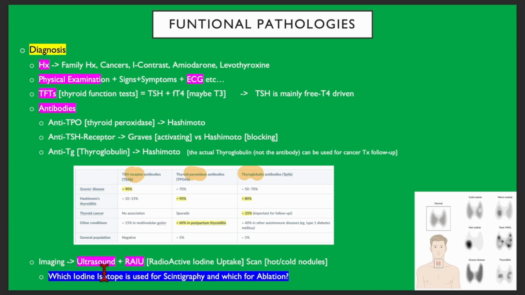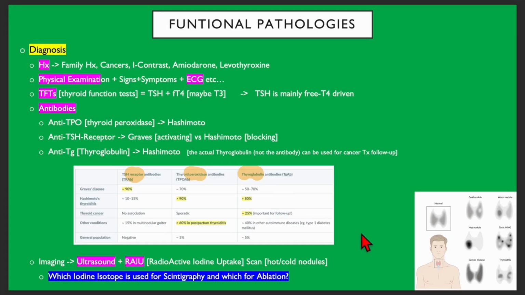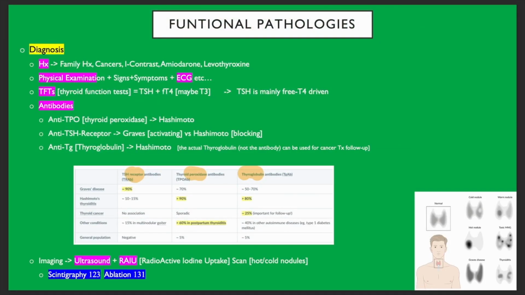So do you know which iodine isotope is used for scintigraphy and which one for ablation? Do you know the isotopes of iodine? How many types of iodine isotopes are used in medicine? Anyone in the chat? No one in the chat. I don't know what's what, but I know there's something about iodine 127. Okay. I think that's an isotope that's used clinically.